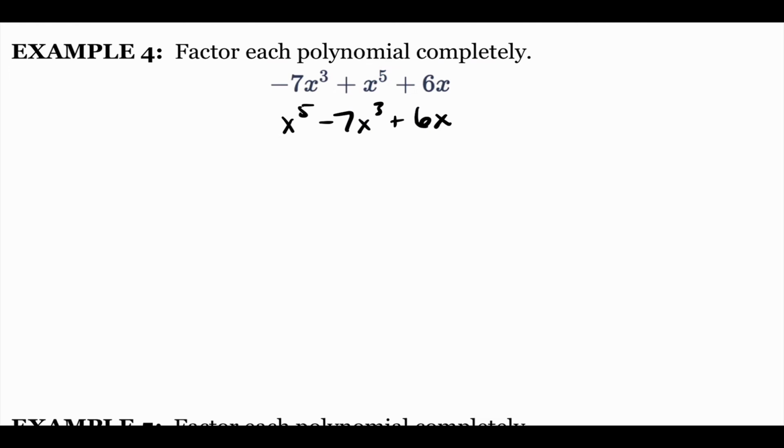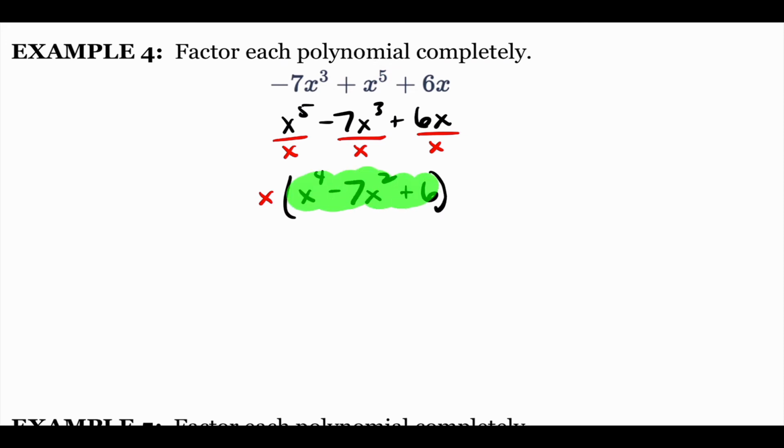Step 2, factor out a GCF. They do all have a GCF. Not a number, just a letter. They all have at least 1 power of x. So that leaves x to the 4th, negative 7x squared, and positive 6. So now my focus is here. That's what I'm going to be working on for the next several steps.